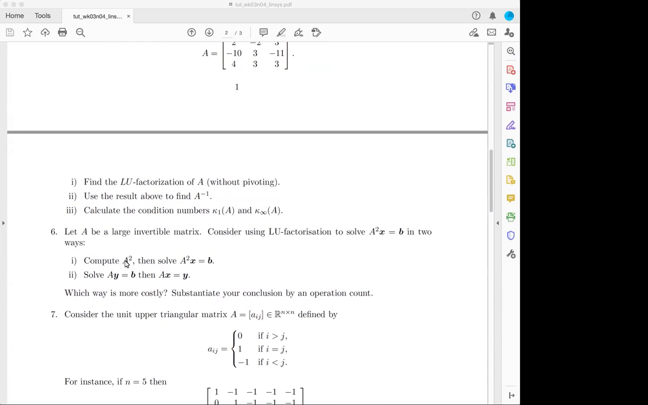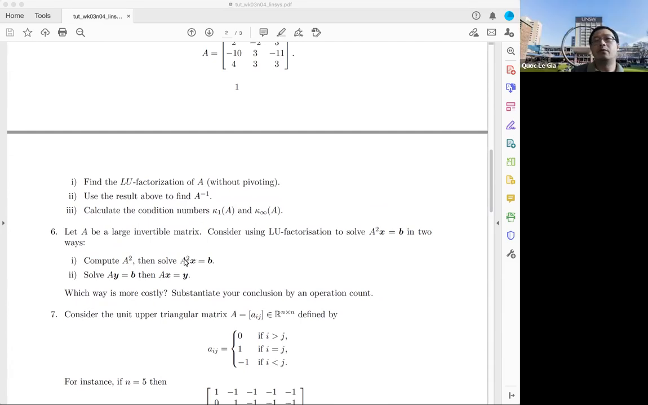So one is you compute A squared directly, and then you solve A squared x equal b. Okay. And the other way is you solve Ay equal b, then you solve Ax equal y. So remember we did it in the lab, A x0, A x1 equal x0, and then A x2 equal x1, and so on, right? So now we have to count the number of operations to see which one is more costly. It means that which one takes more floating operations. So let me write down on a piece of paper, okay?